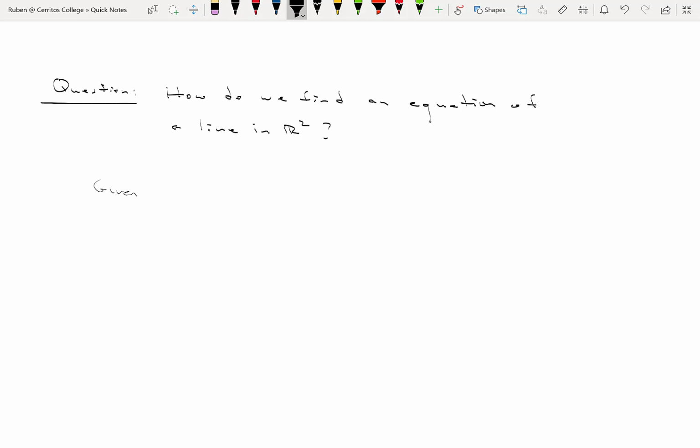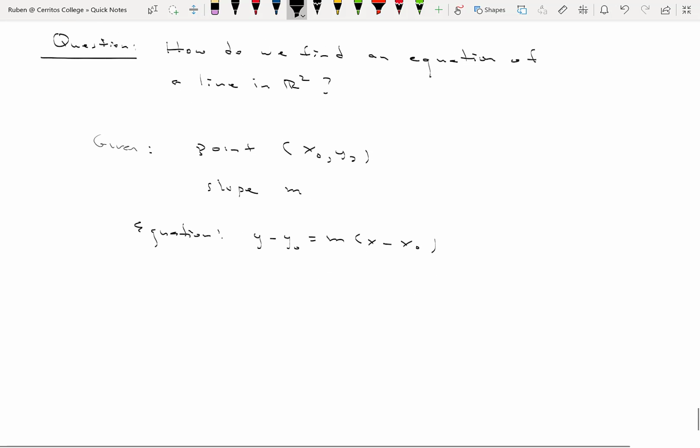Given a point, let's say x sub 0, y sub 0, and a slope, let's say m, then an equation can be found very quickly by using the point-slope form of a line. It would look like y minus y sub 0 equals m times x minus x sub 0.